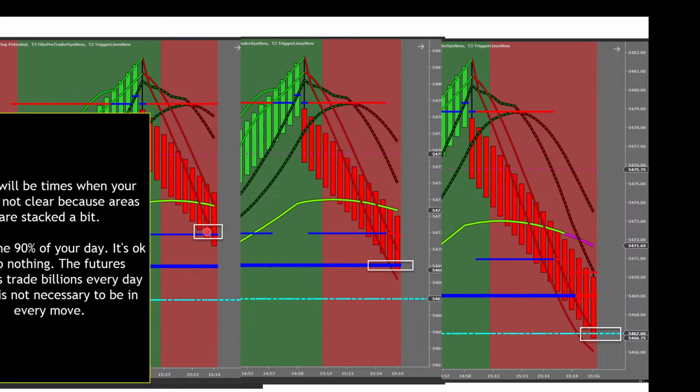There will be times when your path isn't clear because the areas are stacked a bit. There will be times where you can't seem to find a clear path, where you can't even find one of those potential to breaks because all these lines are in the way. Guys, that's okay. This is 90% of your day. 90% of your day is doing nothing, and I want you to believe that it's okay to do nothing because the futures markets trade billions of dollars every day, and it's not necessary to be in every move.